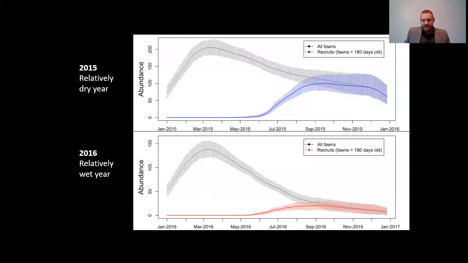And what did that ultimately look like for recruits? Well, you can see in this figure, the number of fawns that we were detecting increased rapidly when fawns were being born, but start to decline when more fawns are dying than are being born, and ultimately stabilize into what we're considering our recruits that are living at least 180 days. We had many, many fewer recruits during the wet year than the dry year.